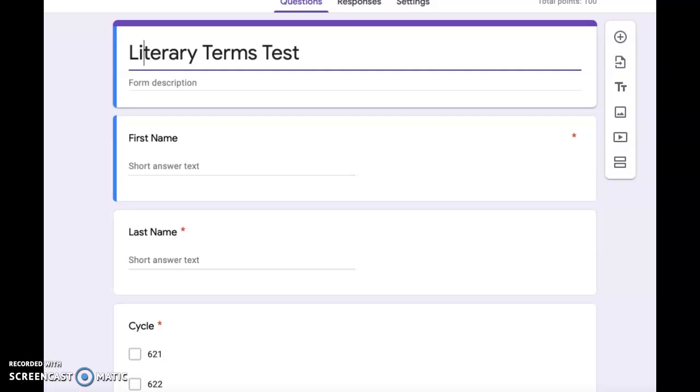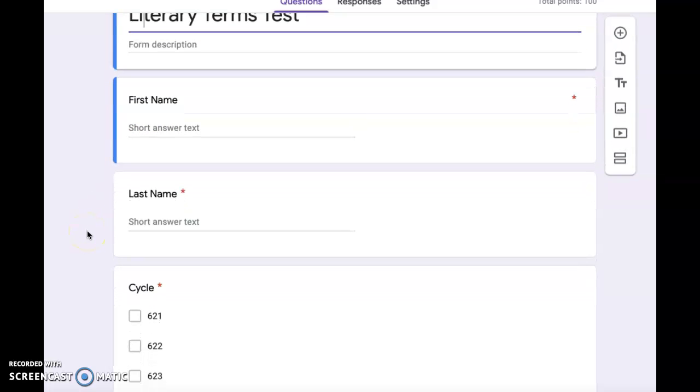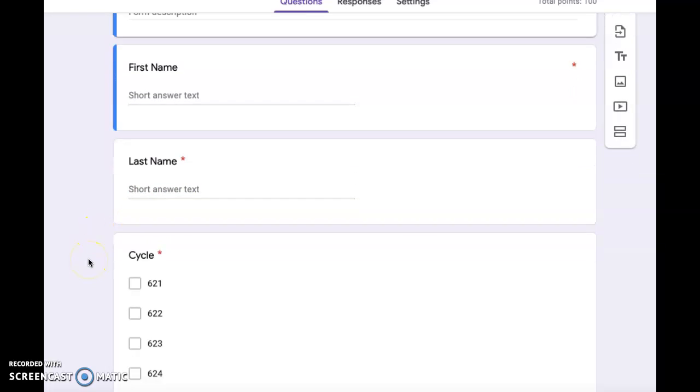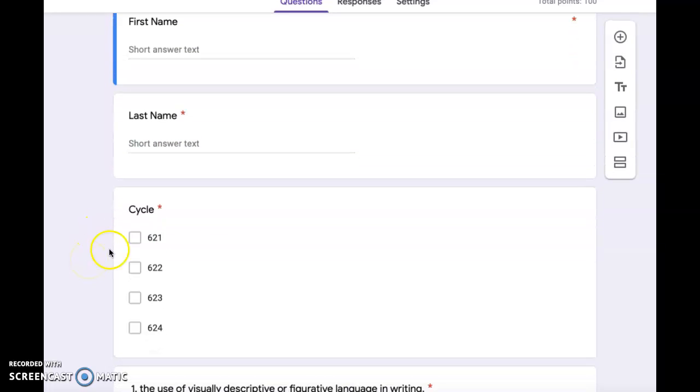Literary terms test. First, type your first name in the box here. Next, type your last name in the box here. Now you will select your cycle number.